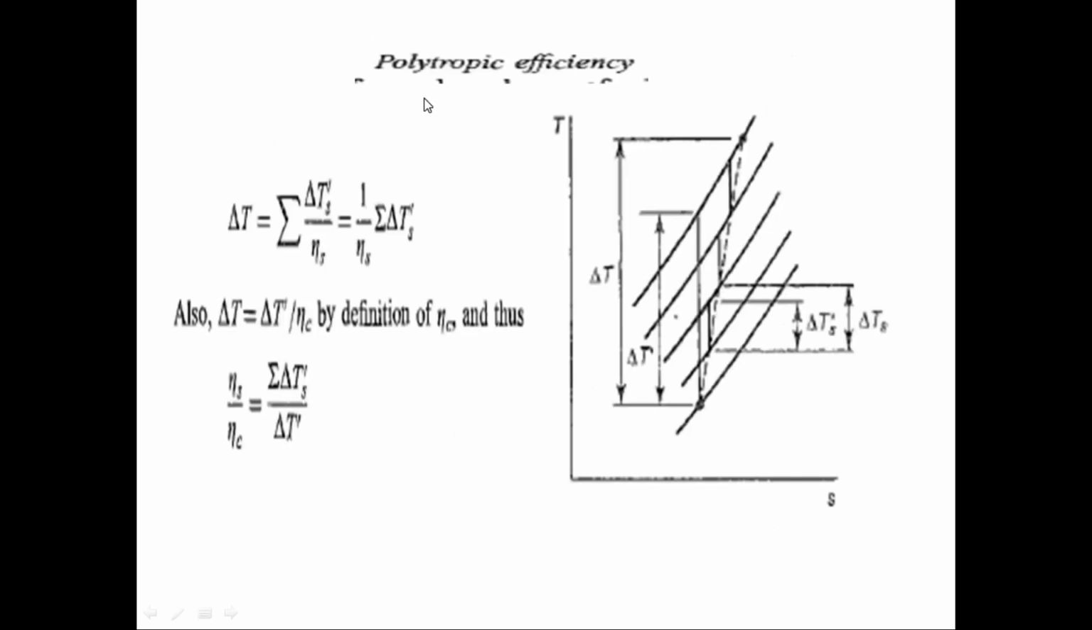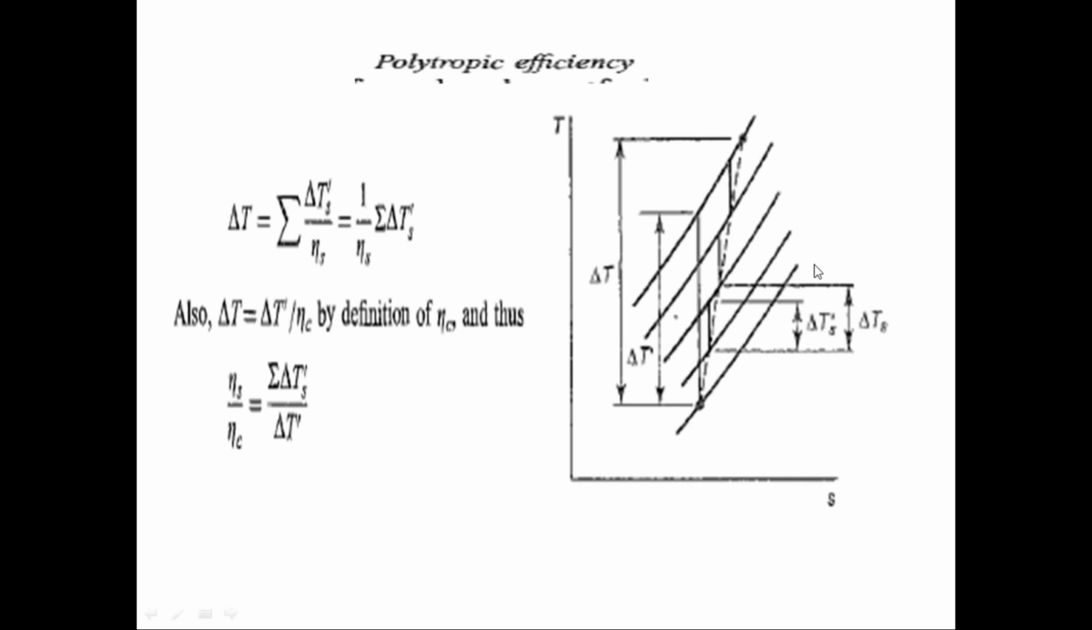The next is the polytropic efficiency. Now in order to understand the concept of the polytropic efficiency, it is very convenient to understand the TS diagram that is plotted here. As you can see, the TS diagram is going to represent the stage efficiency with respect to the compressor efficiency. Remember, here we are going to take into account the compression over a number of stages.